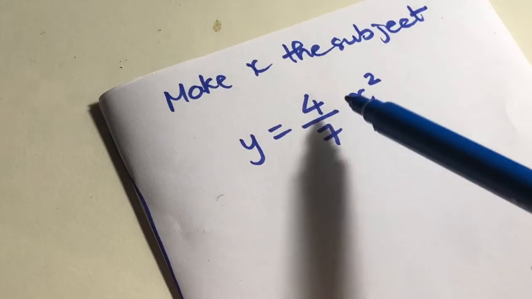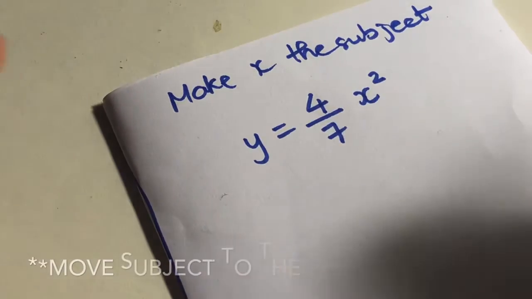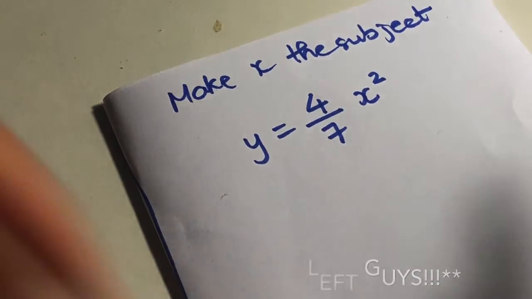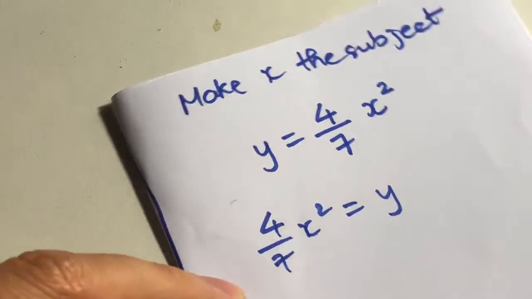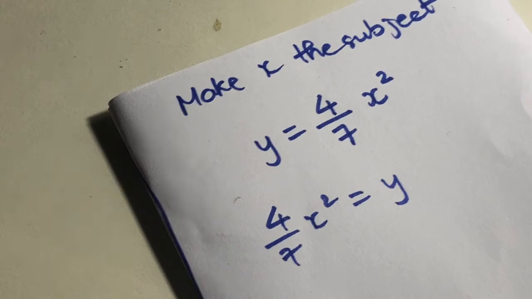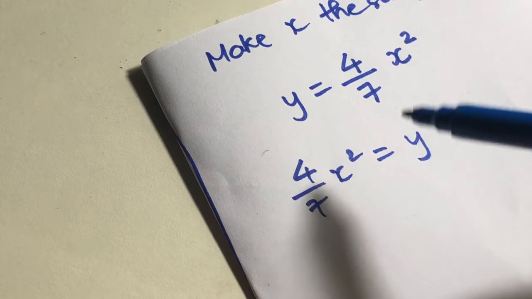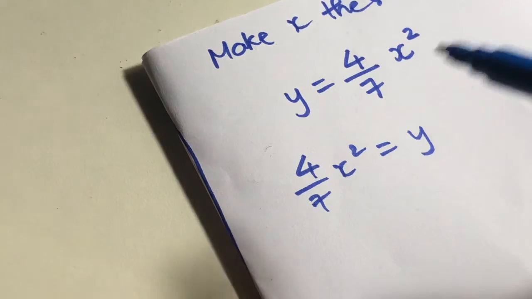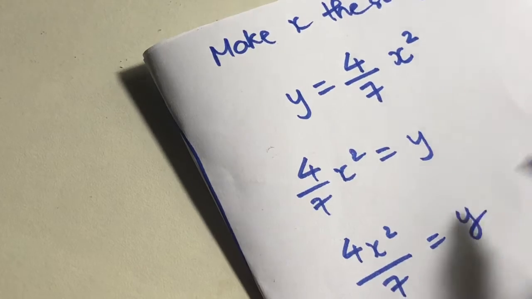Okay, so I got 4 over 7x squared equals y. Now, obviously, you want to make x the subject. You want to make sure that x is on the left hand side. So you just need to switch first. Here we go. So I got 4 over 7x squared equals y. By the way, whenever you see something like this, x squared belongs to the top. So if I want to write this in a nicer way, I'm just going to have 4x squared over 7 equals y. See that? It is much nicer.